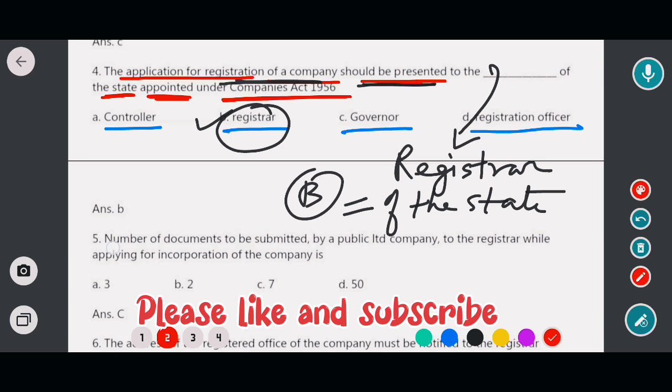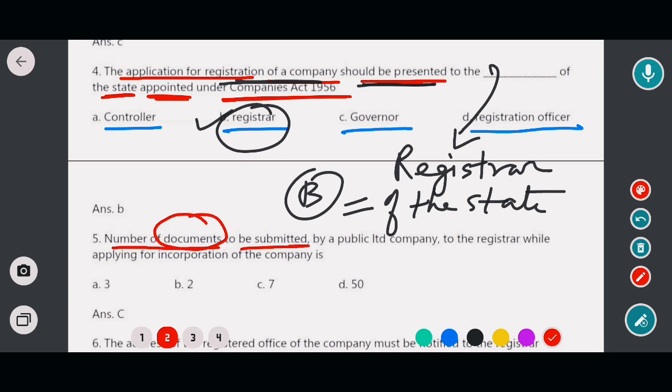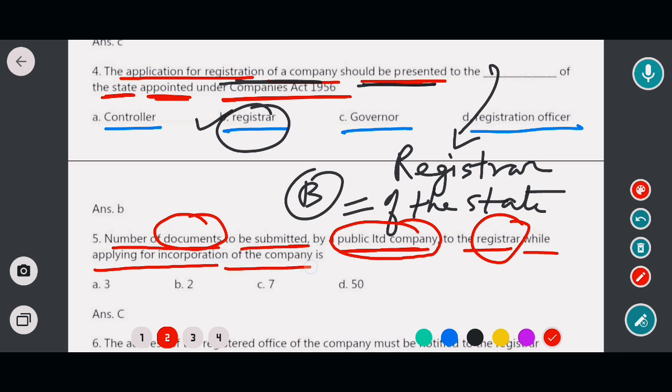Next question is the number of documents to be submitted. Number of documents to be submitted by a public limited company to the registrar while applying for incorporation of the company is, options are 3, 2, 7 and 50. So in this case the correct option would be option C, that means 7.